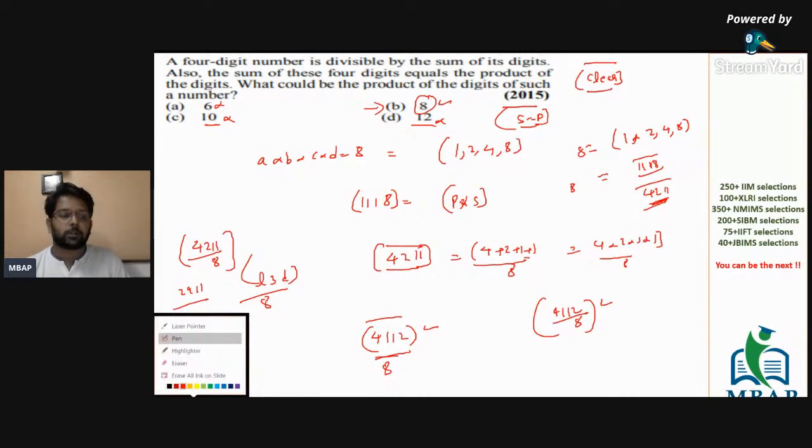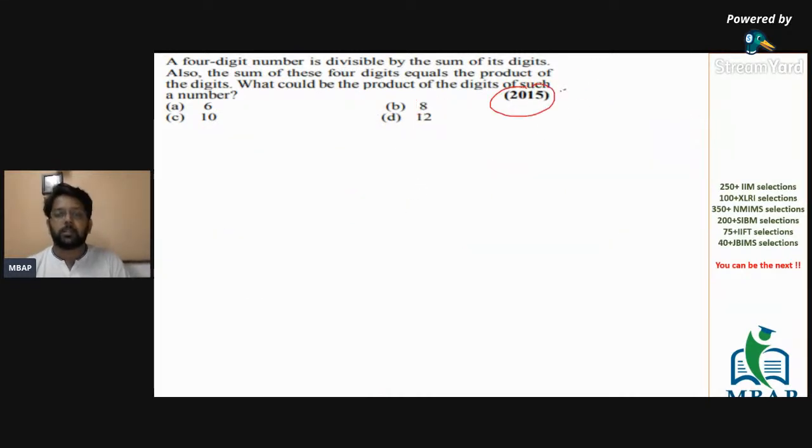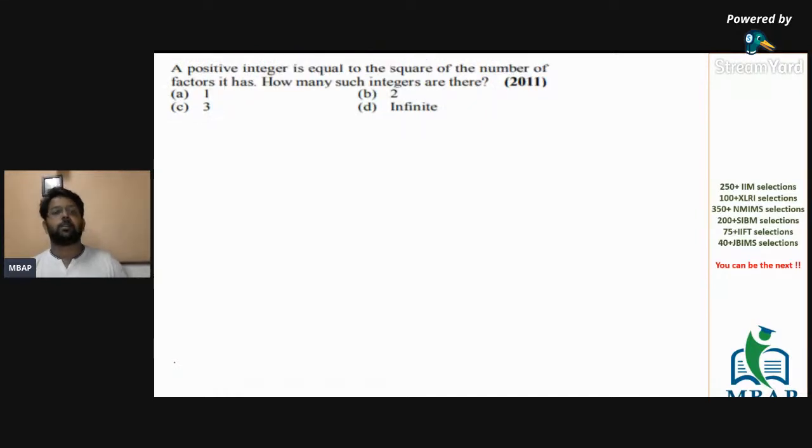This was the actual CAT 2015 question, which you guys just solved. Clear? So majority of times you can start with the options to check whether the value that you're considering works or not. Perfect. Let's take the 2011 question now.